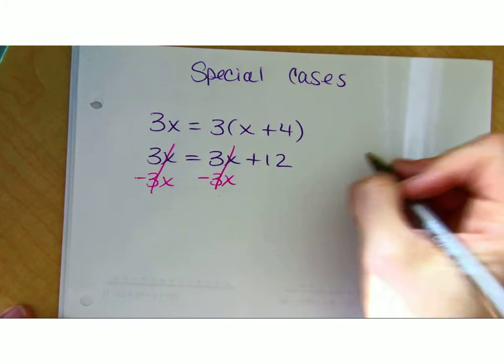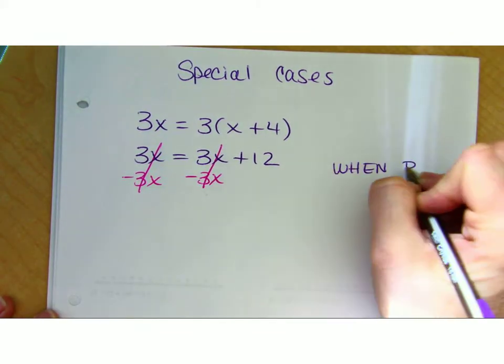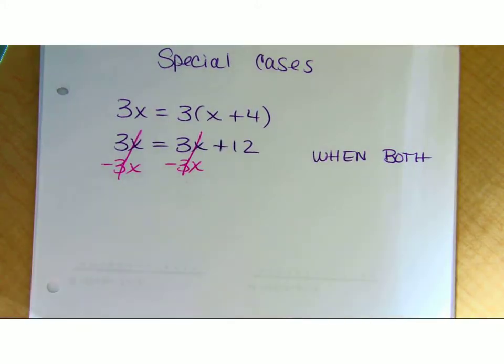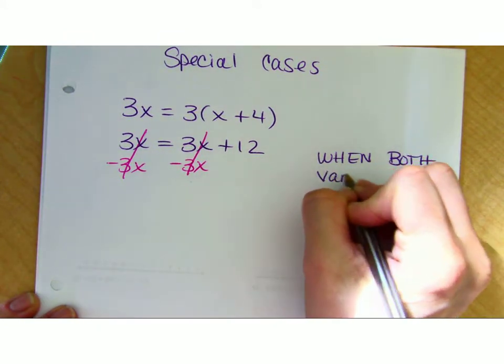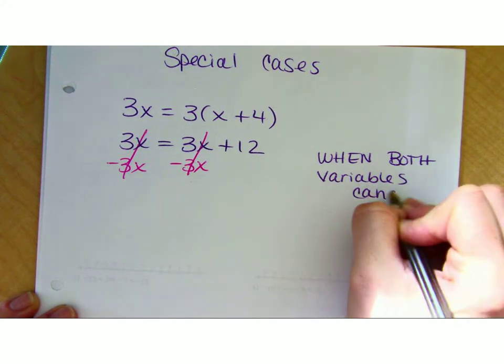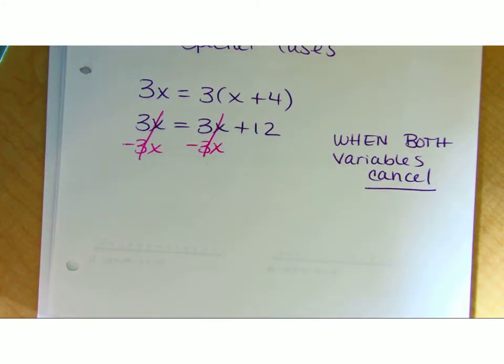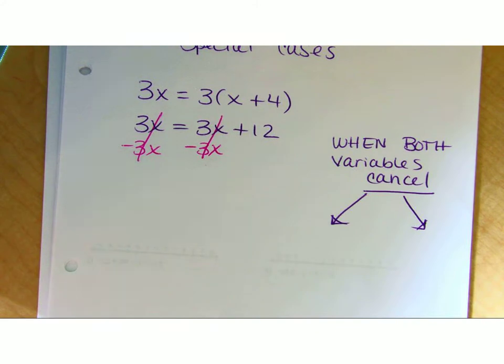Now, hold on. I want you to write this right here. When both, this is so important. It's going to pop up all throughout the year, so learn it now. When both variables end up canceling out, don't lose your mind and put not possible. One of two things is going to happen. But it requires some further investigation.